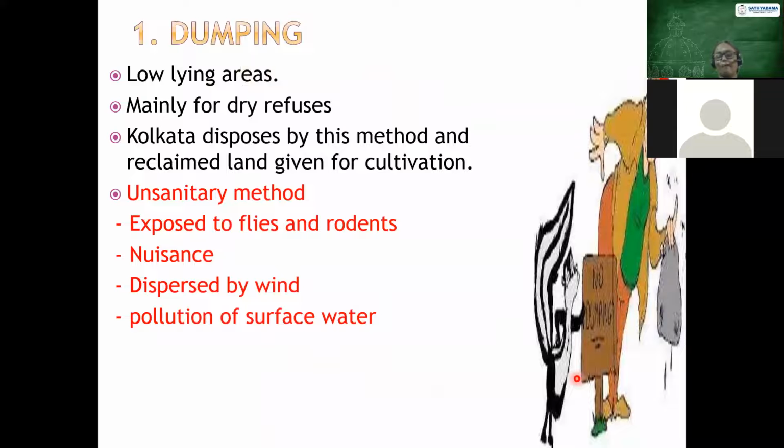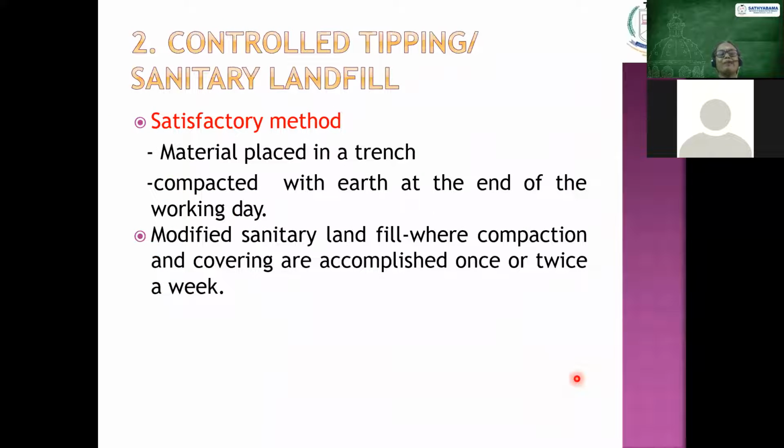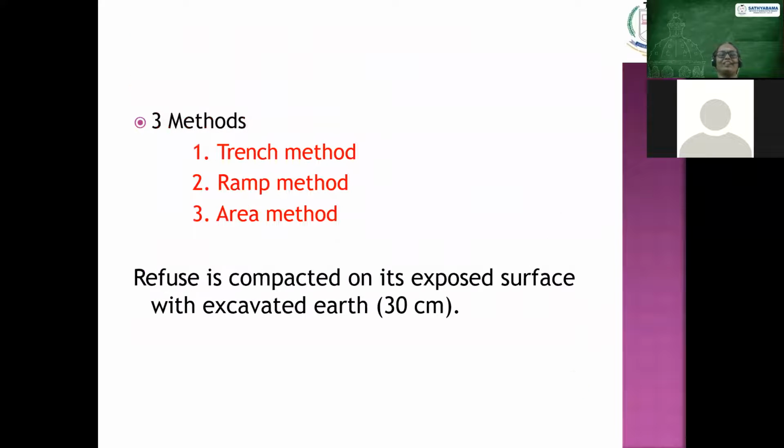But you all know dumping will happen. Dumping will create problems: waste is dispersed by wind and will pollute the surface water, and it is exposed. Dumping is the unsanitary method. Then there are controlled tipping and sanitary landfill. Sanitary landfill is the satisfactory method. They were saying that the material is placed in a trench and compacted, and at the end it is covered. That is the kind of sanitary landfill they will do.